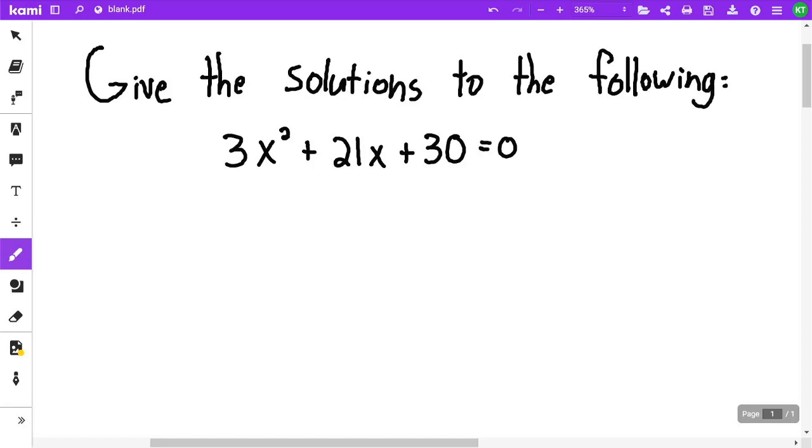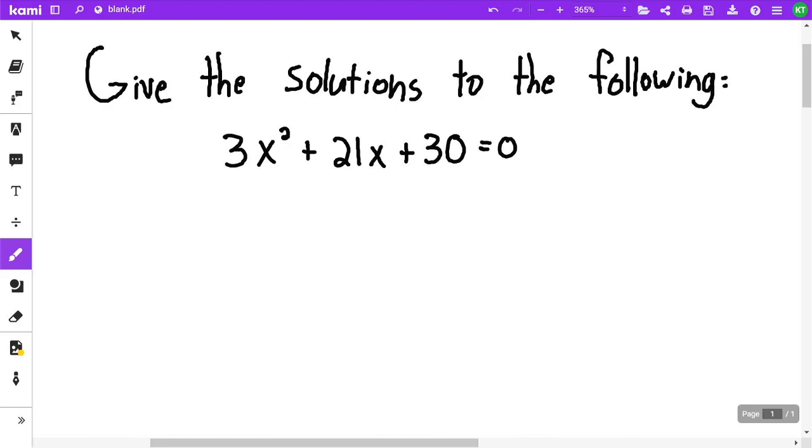In this question here, we're going to be factoring a quadratic. And what we notice is that there is a number in front of the x squared term. So our a is not equal to 1. In this case, it's equal to 3. So let's go ahead and work through our steps here.